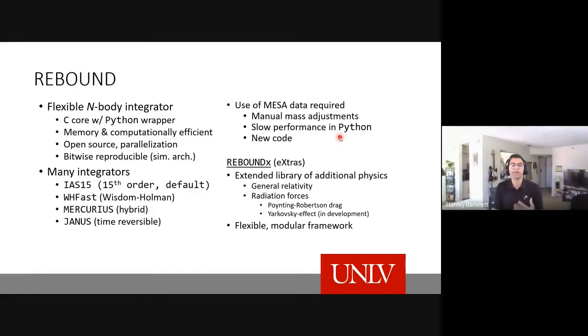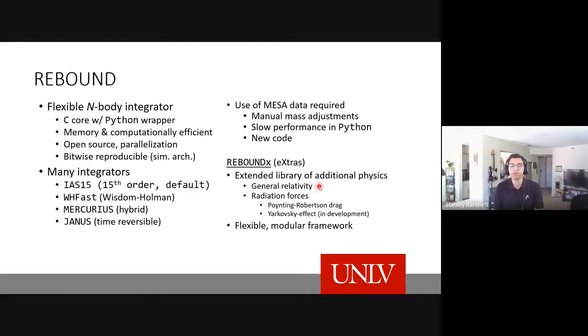And so in order to make this generalizable and also usable for the community, we wanted to introduce new code to accomplish integrating MESA data or any other kind of parameter data in real time, more or less, with the Rebound integration. And lucky for us, there already existed REBOUNDx, which is the official extended library to Rebound, with REBOUNDx standing for extras.